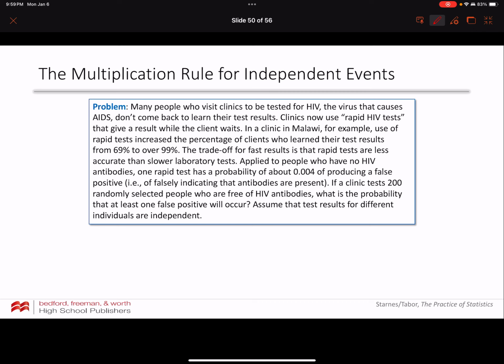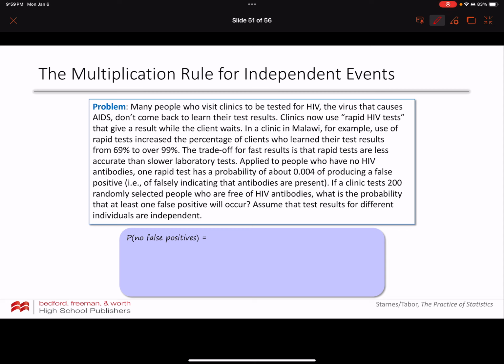And now here, this is big. Assume that the test results for different individuals are independent. If they weren't independent, then I really wouldn't be able to do what I'm about to do. And so what does that mean in real life? The test results are independent, meaning if I'm a couple in a relationship or a mother and child, those results are probably not going to be independent, right? Just food for thought. So anyway, what we can do is basically we're going to use the complement rule.